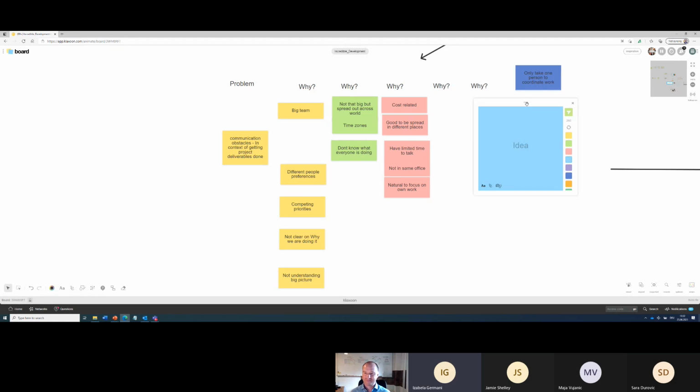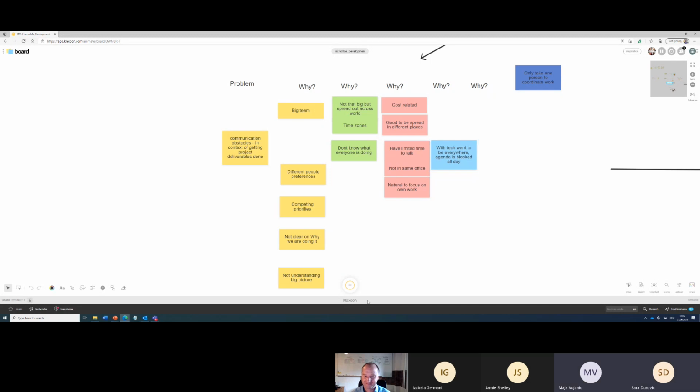Because right now, with technology, we want to be in all places at the same time. So we all have fully booked agendas the whole day. And we just want to do everything. Yeah, I mean, we are in calls, and then we read emails, and then we answer chats, that's COVID life. I often don't know who to talk to for the bigger picture.